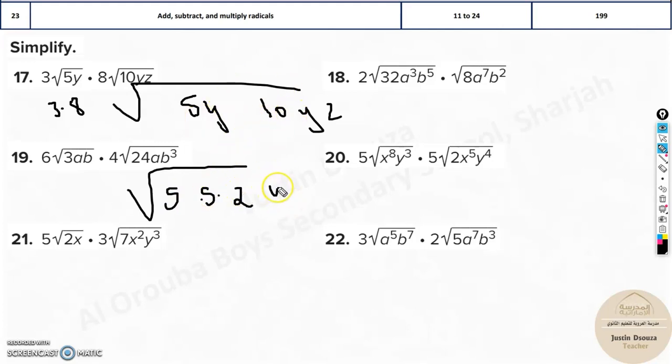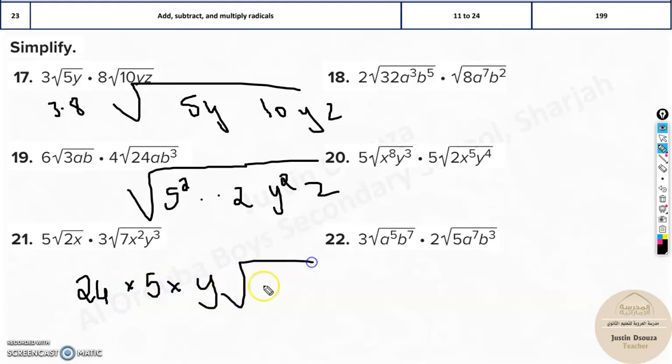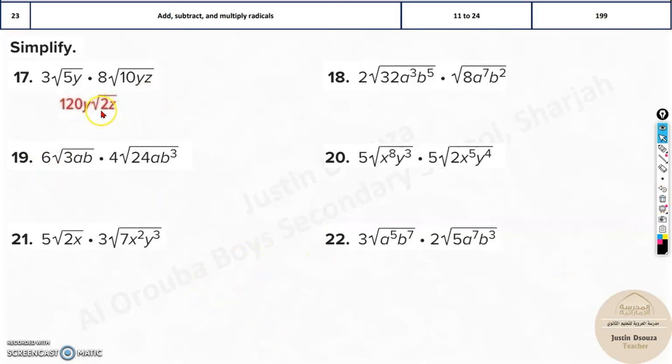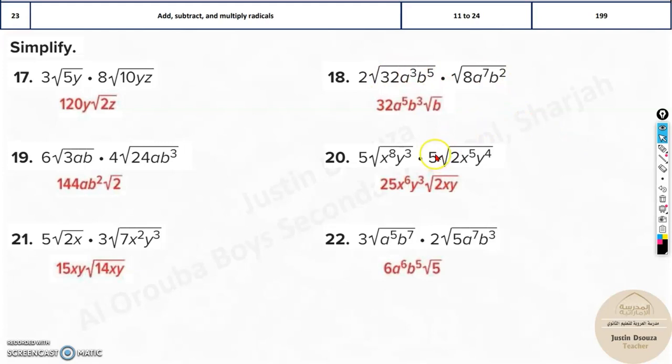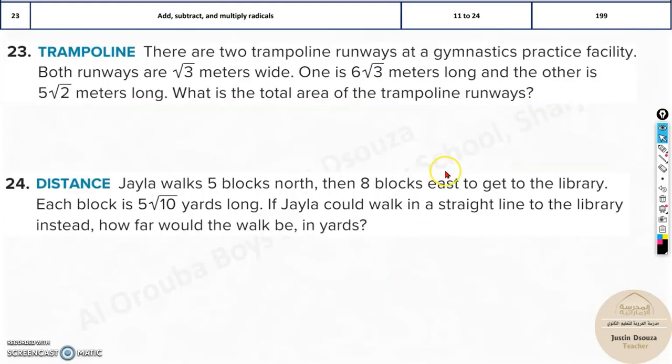And then there is y and y, that is y squared and z. Now this 5 and 5 is 5 squared. Now look what and all is removed out. 3 into 8 is 24. 5 is removed out, multiply by 5, multiply by y, and you're remaining with 2z. So the final answer would be 120. 24 times 5 is 120, y root 2z. So that's the answer. Similarly, please do try the others. They are very straightforward. Once you understand the concept, it is really, really straightforward.